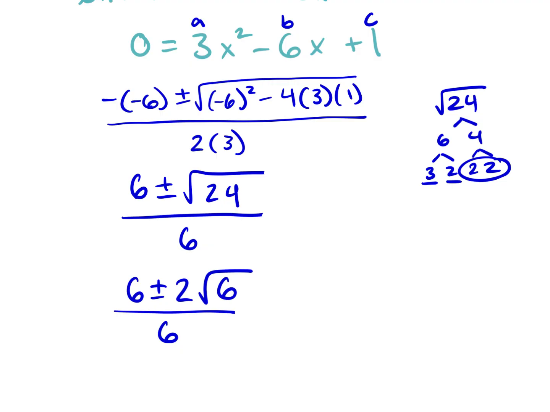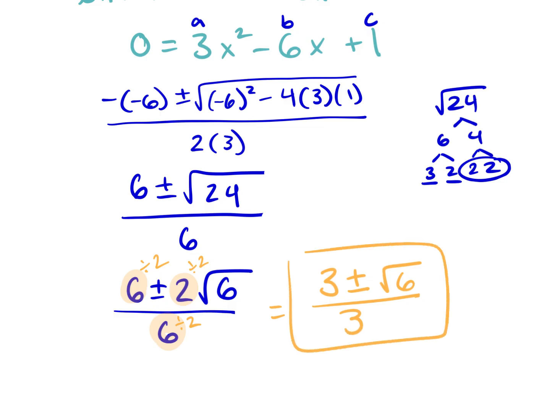Now we can simplify this if all 3 of our whole numbers are divisible by the same thing. What goes into all 3 of our whole numbers here? 2. So we can divide them all by 2. You can only do this if all 3 whole numbers are divisible by the same thing. So we have 3 plus or minus, would I say 1 square root 6? No, we don't need the 1, so just square root 6 over 3. So that would be our answer.